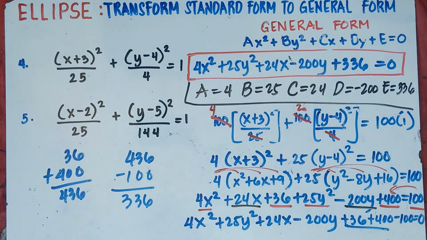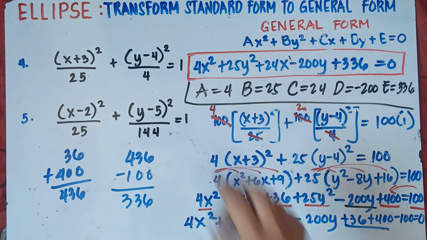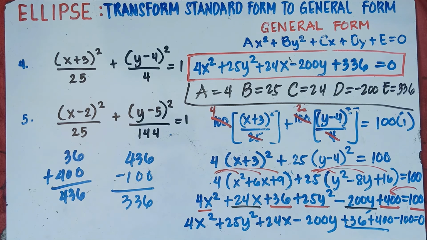All set, class, for number 4. A, B, C, D, E, and the general form. That's it for number 4, class. So we will be answering number 5, class, on the next part of our video, because our video, class, is quite too long. We already have 16 minutes. So once again, this will be the number 5, class. This will be part 3 of our video, class. We need to explain this one, class, step by step for you to really understand how to transform the standard form into general form. Once again, class, if you have some questions, do not hesitate to ask. You put your question on the comment section down below because we will be answering that one.